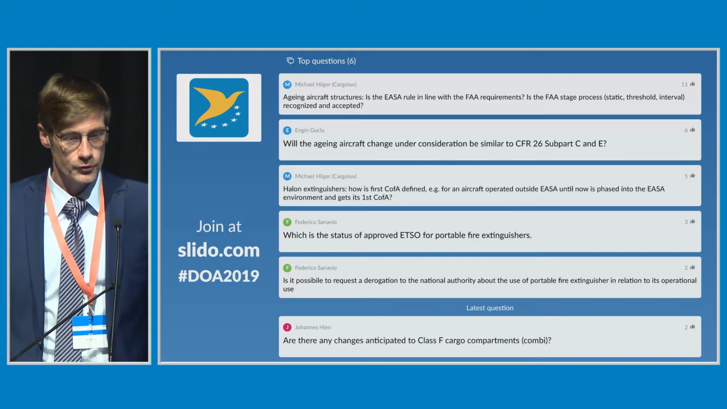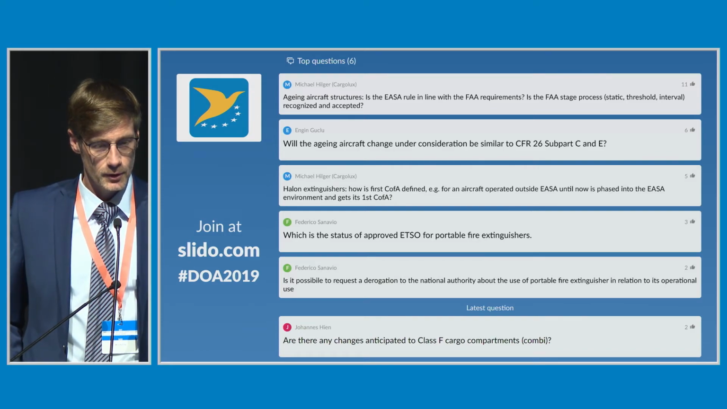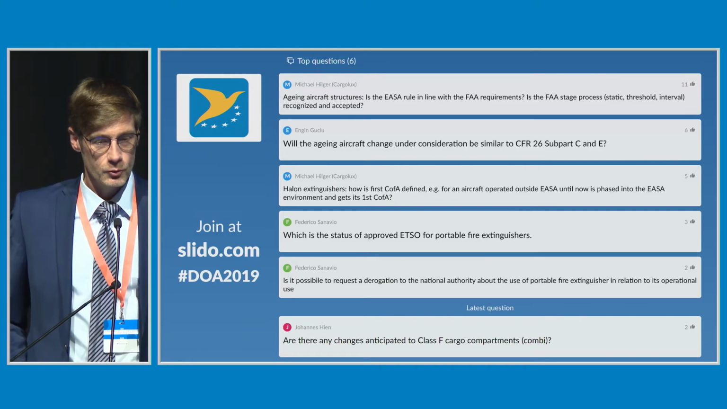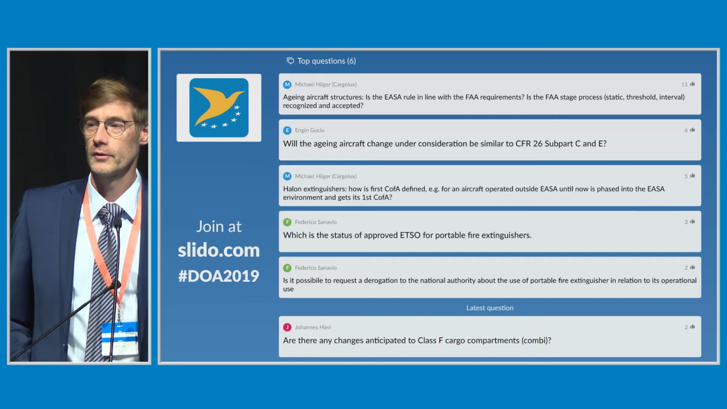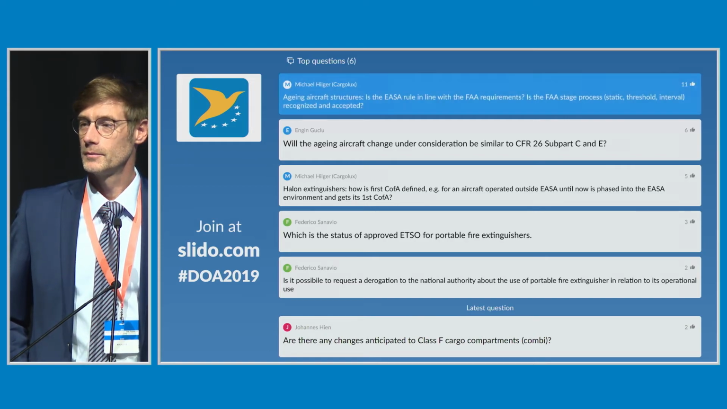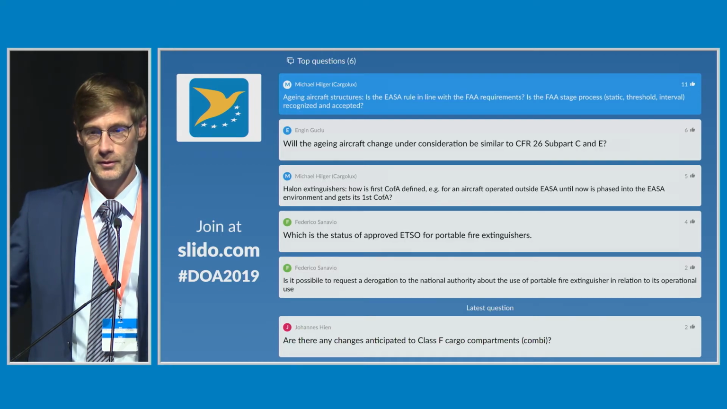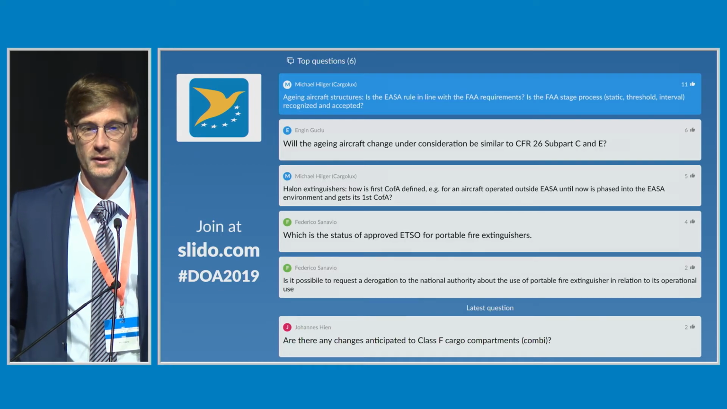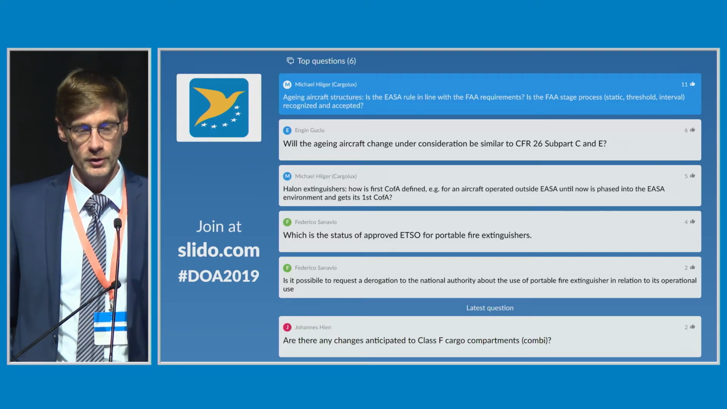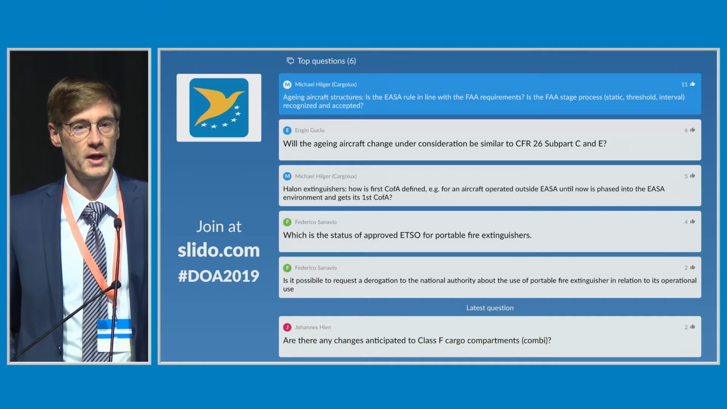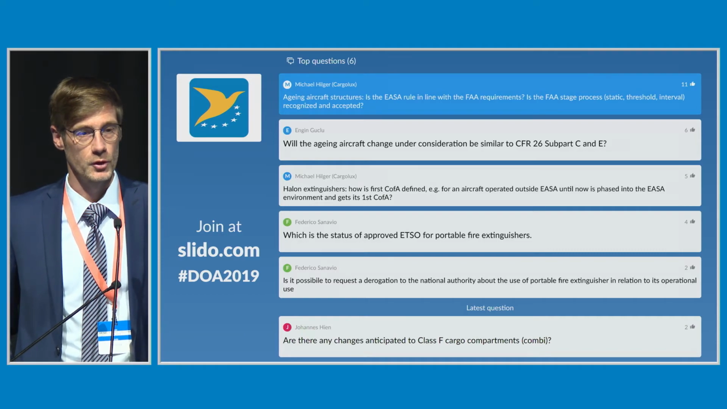Okay. Aging aircraft structures, Leo, be prepared. Is the EASA rule in line with the FAA requirement? Is the FAA stage process, static threshold interval, recognized and accepted? 99% yes. So the expert for the rulemaking task is in the room. So actually with this rulemaking task we catch up with what the FAA already has done a couple of years ago.